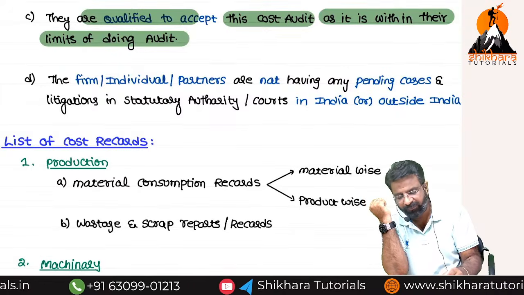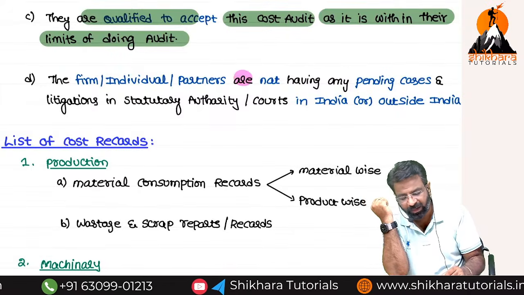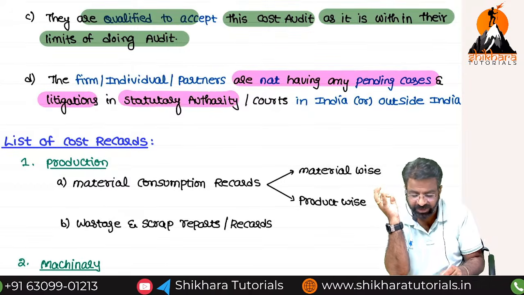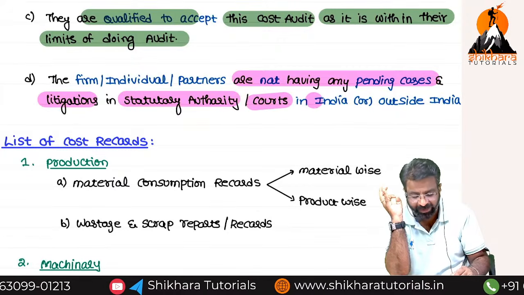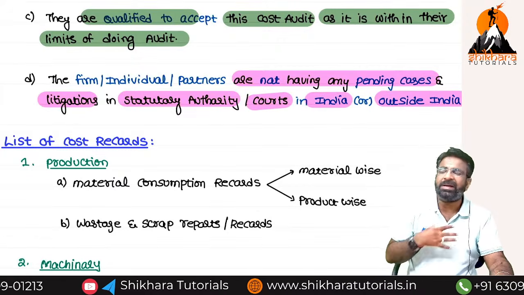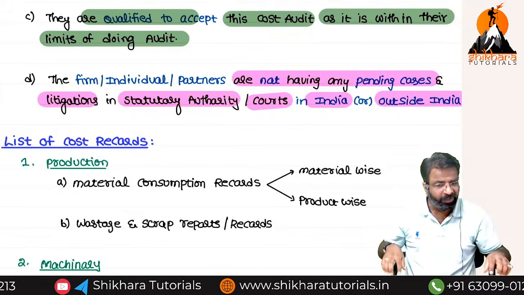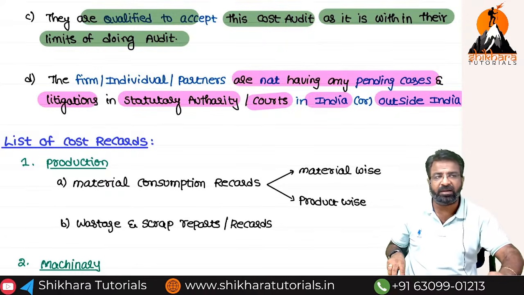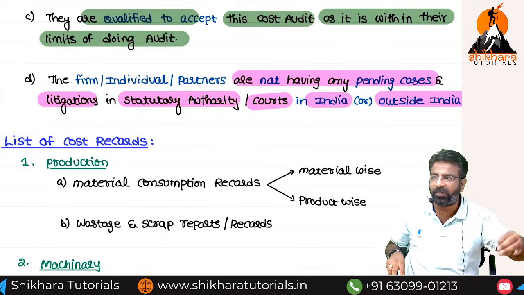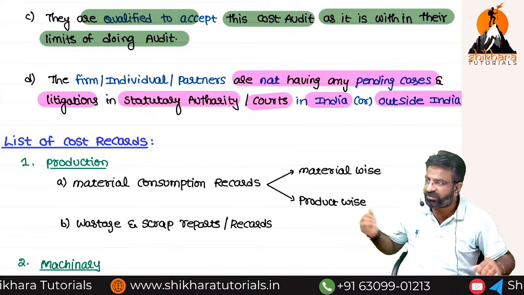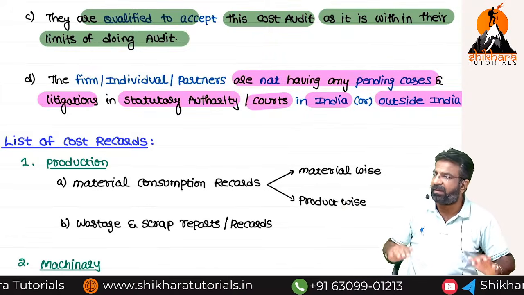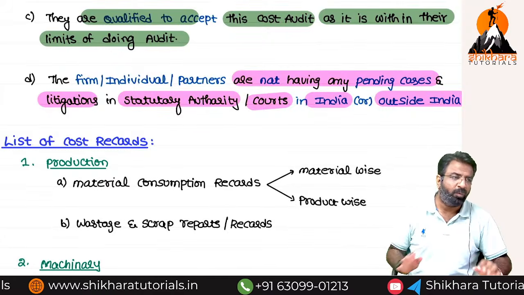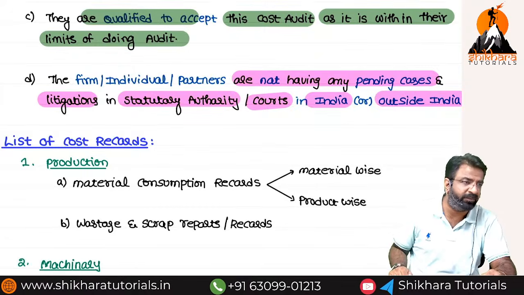Me, my firm or my partners are not having any pending cases or litigations in any statutory authority, in any court, either in India or what? We are a clean firm. None of my partner, none of my firm or me is having any pending cases either in any income tax department, GST department, custom department, ED, that is called statutory authority, nor we have any case pending in any court. Either the court is in India or court where? Outside India. We are the clean firm. We are the which firm? Clean firm. Did you get the point?